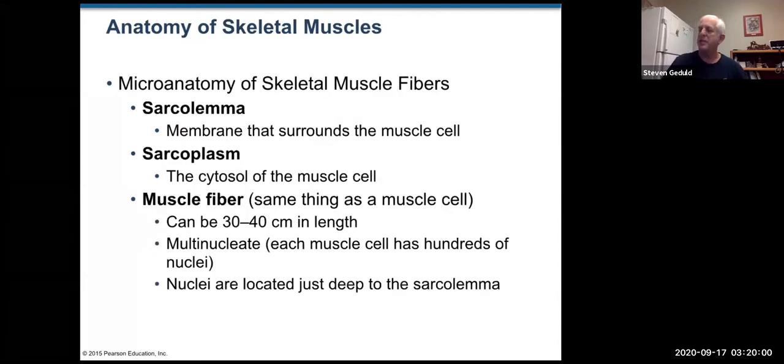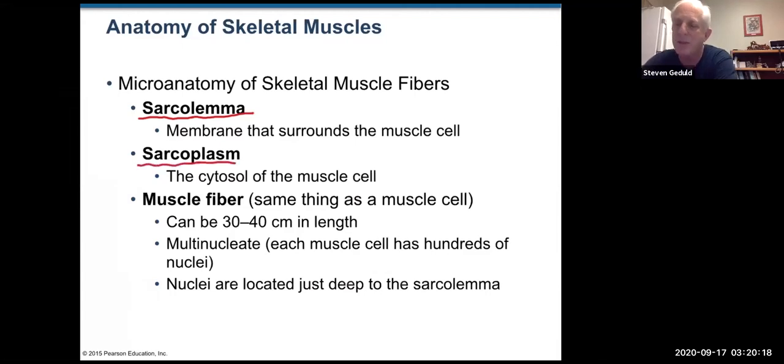Okay? The skeletal muscle fiber, the sarcolemma. Remember the cell, we talked about the plasmalemma. That was the cell membrane. The sarcolemma is just a membrane around a muscle cell. Sarcoplasm is the cytoplasm inside a muscle cell. It's just like cytoplasm, except the muscle consists of sarcoplasm. And the muscle fiber, we talked about muscle fibers, is the same thing as a muscle cell.